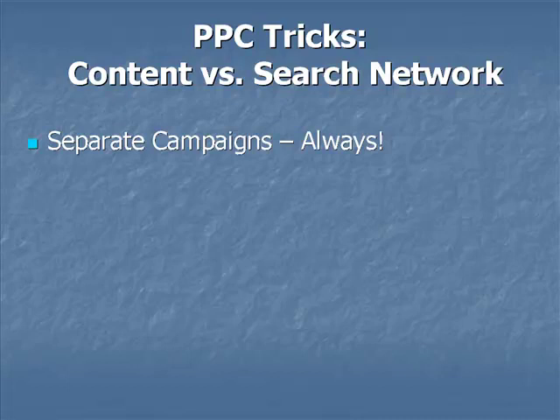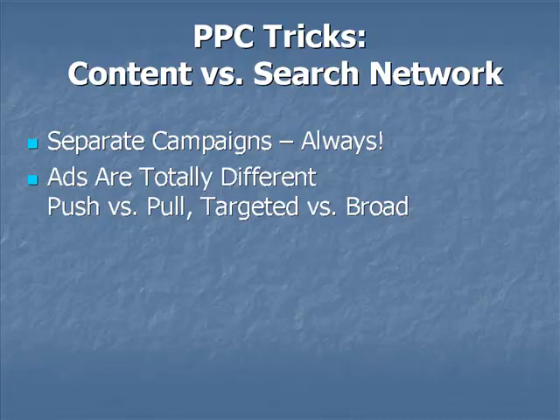You always want to create a separate campaign for search from content. So what I do is I identify my campaign name. Let's just call it tennis shoes, and I'll have a tennis shoes dash C for content and a tennis shoes dash S for search, and those will be two separate campaigns.